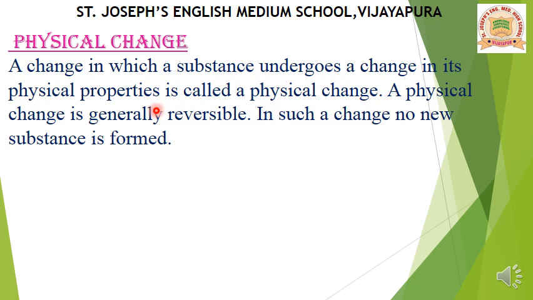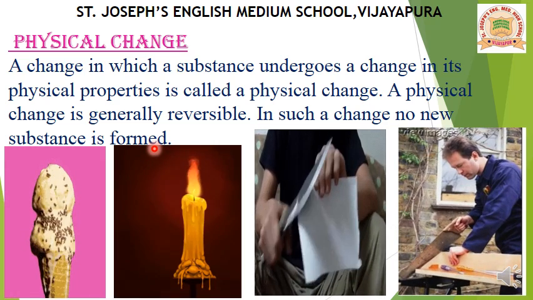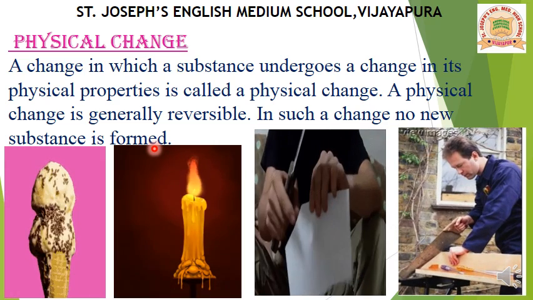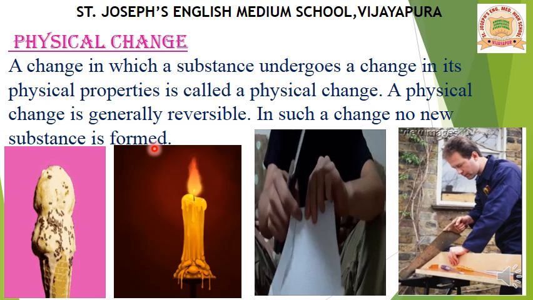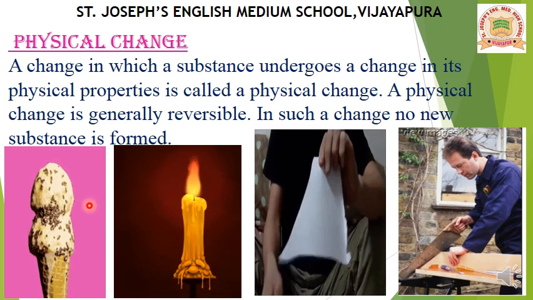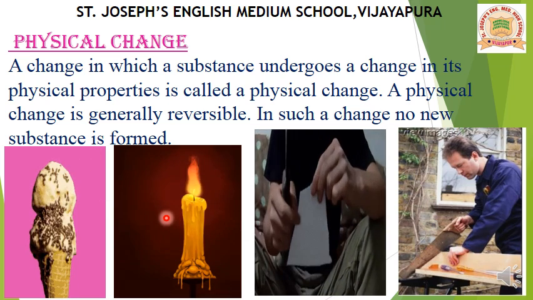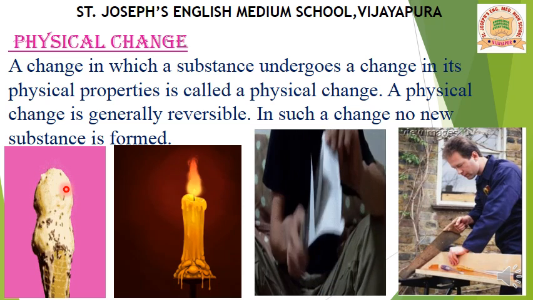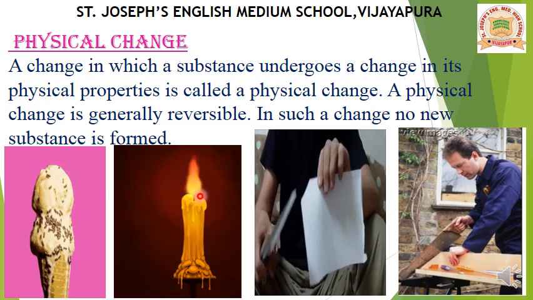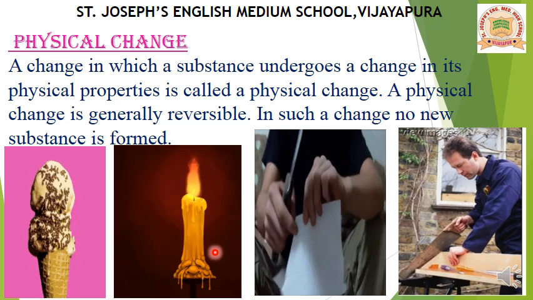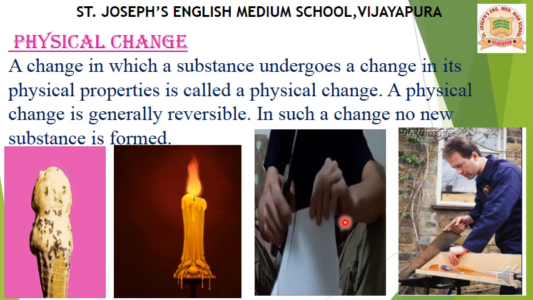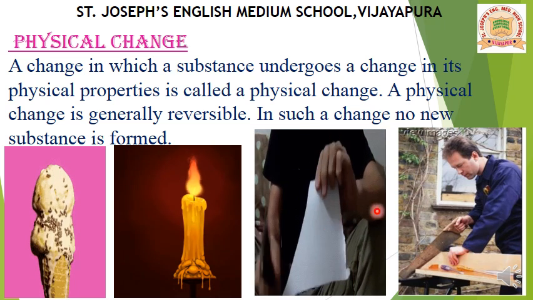Physical change is generally reversible. In such a change, no new substance is formed. So here, change occurs in their physical properties. Physical properties means color, shape, size. You can see these are all examples of physical change. Melting of ice cream is a physical change, and melting of wax is a physical change. Cutting of paper is also a physical change.